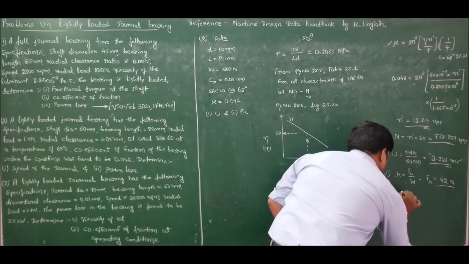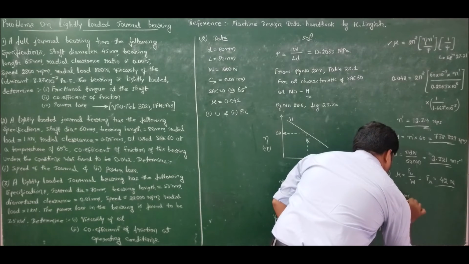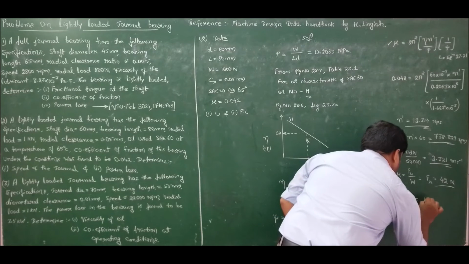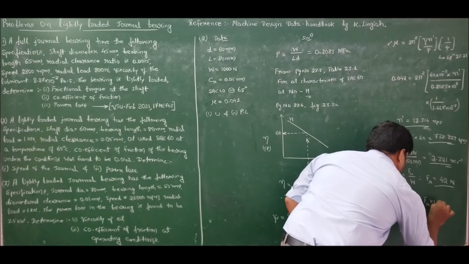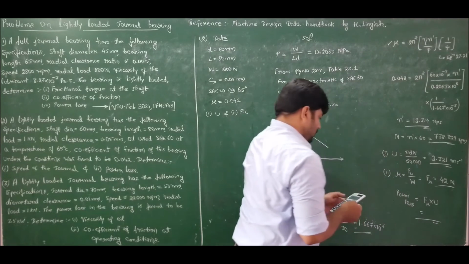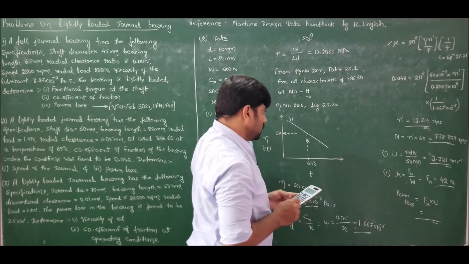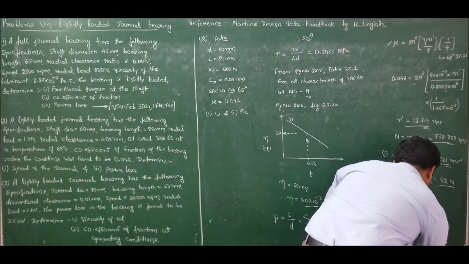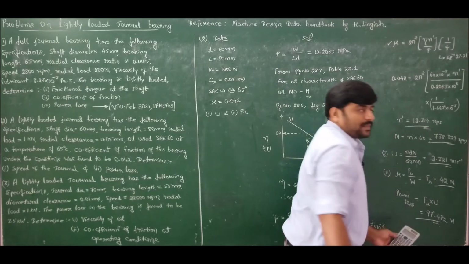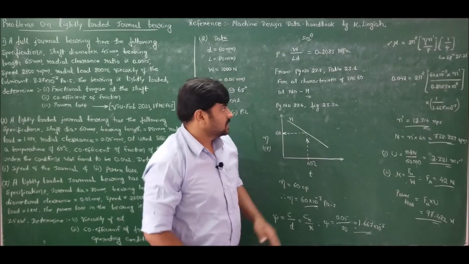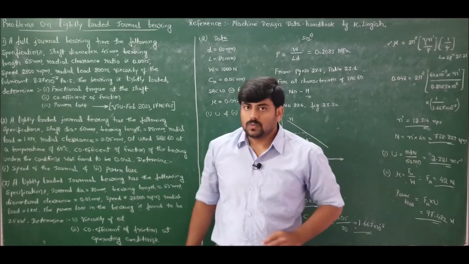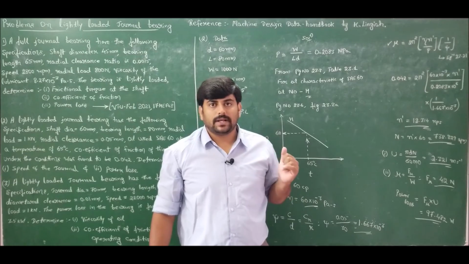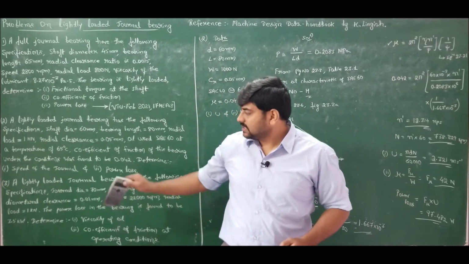So therefore, power loss is F mu into U. F mu is 42 into U is 2.321. Power loss is 97.482 watts, or it is also equal to 0.097 kilowatts. So this is the solution for problem number 2. Let me pause this video for a while so that you people can copy it down. Later we will address the final problem of today's lecture, that is problem number 3.